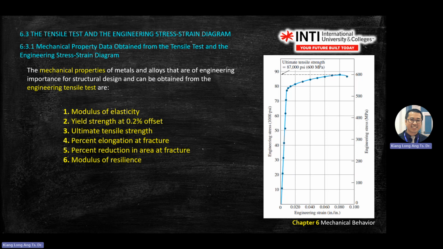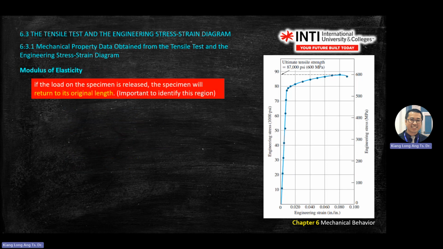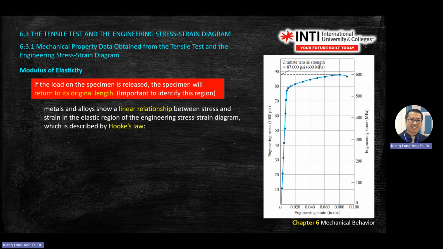Percentage of reduction of area, this one focuses on area, also linked with the Poisson ratio. Area is in the lateral direction. Modulus of resilience, that one I'll show you the graph, I'll show you the slides. Toughness, and so on. So we are covering most of the info already.